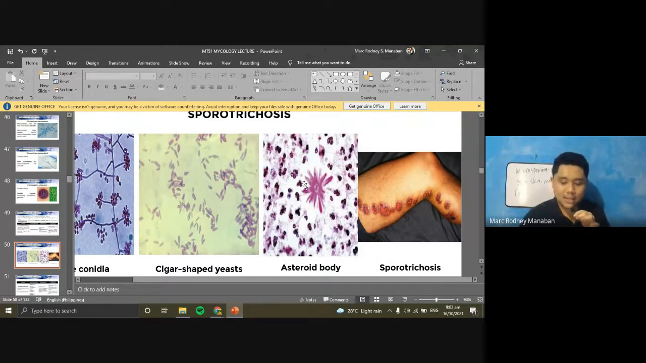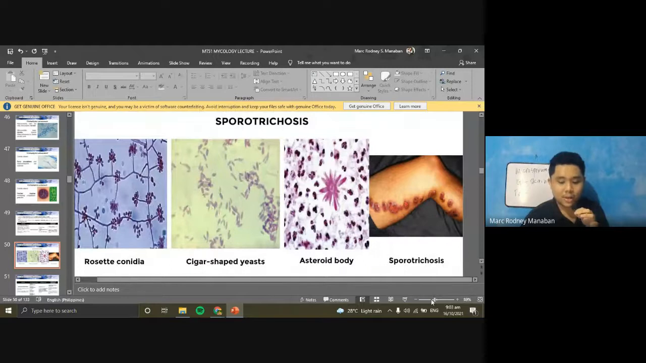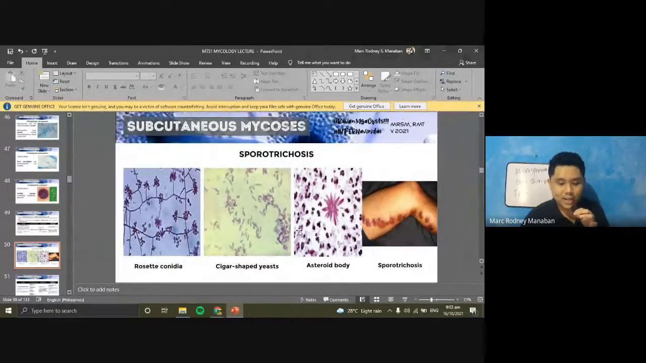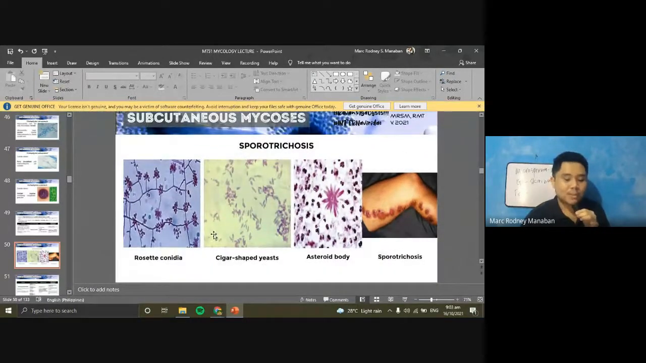Now, as you can see, this is lymphocutaneous. It starts at one penetration or where it was introduced, and then it spreads to the area because it drains through the lymphatic channels. As you can see, if it starts here, it drains through the lymphatic channels, so the lesions appear one after another. So it drains, meaning it spreads through the lymphatic channels. That's lymphocutaneous, the most common form of sporotrichosis. Alright. So that's for the first one, sporotrichosis.